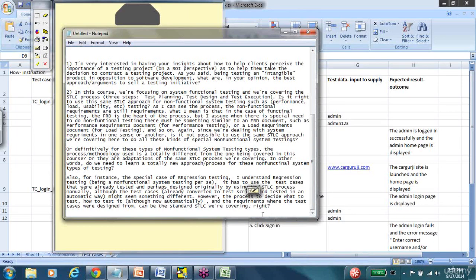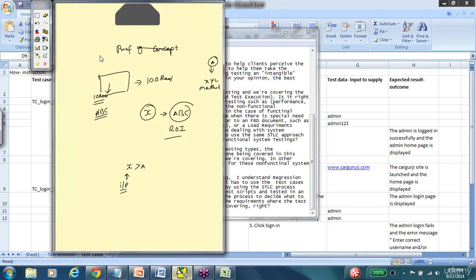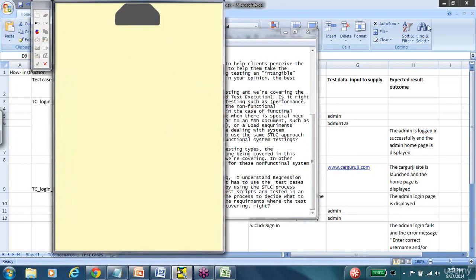Now, in the special case of regression testing, regression testing is not non-functional testing. It is functional testing. It has to use the test cases that we already used. Yes. So if I understand this question correctly, your question is that for regression testing, you would use the set of test cases that I already created. And if your question is, for a future version, what happens if these test cases need to be changed, correct?